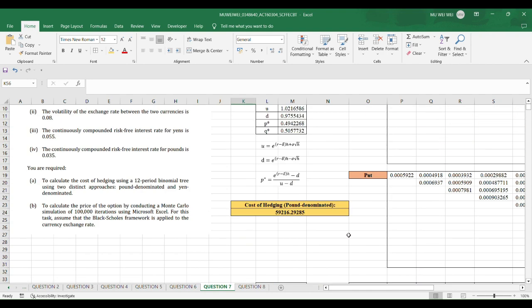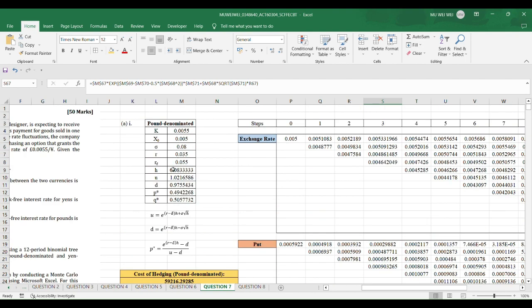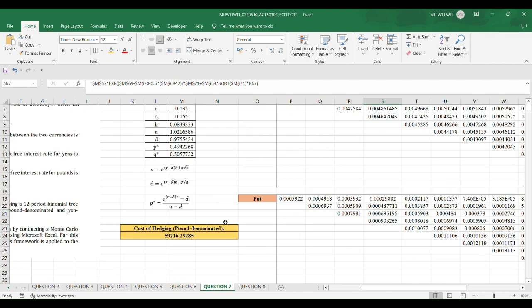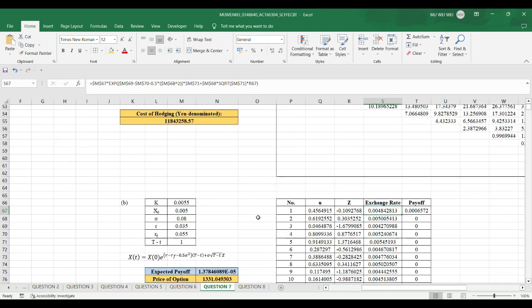And then onwards to the second part, we are required to calculate the price of the option by conducting a Monte Carlo simulation of 100,000 iterations using Microsoft Excel. And we also assume that the Black-Scholes framework is applied to the currency exchange rate. So for the second question, we will be using the values for the pound denominated. And for this one, we will be using the put option since it is pound denominated.